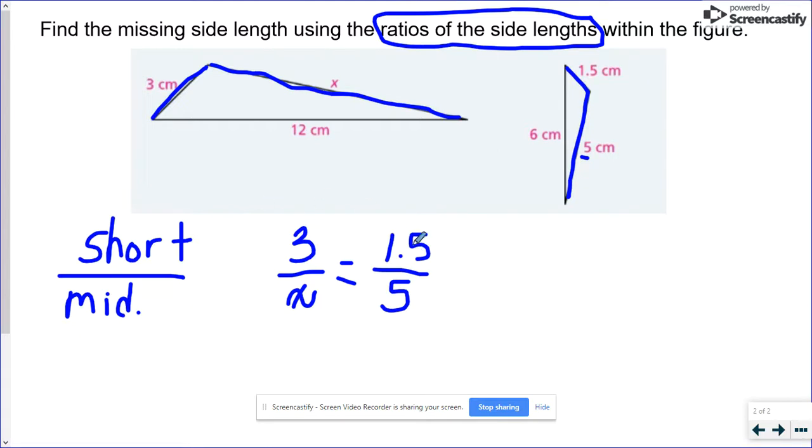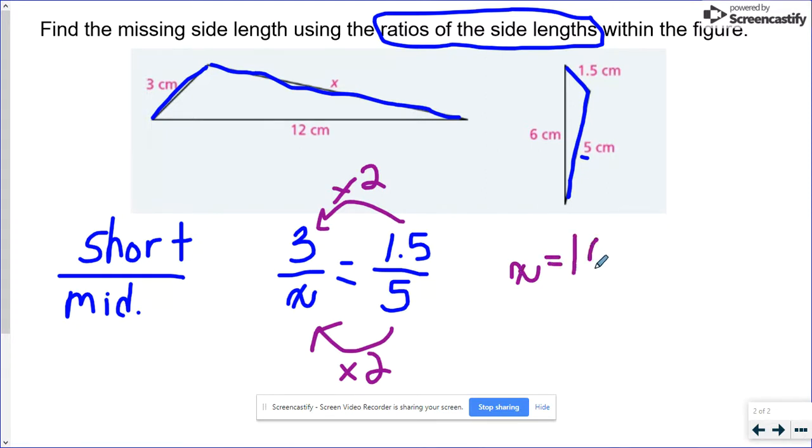So since these are equivalent, I just have to figure out, well, what number did I use to go from 1.5 to 3? And I know that that number that I used was 2. I multiplied by 2. So if that's what I did there, then down here, I'm going to have to do the same thing. 5 times 2. And 5 times 2 I know gives me 10. So that missing side length for X is going to be 10 centimeters.